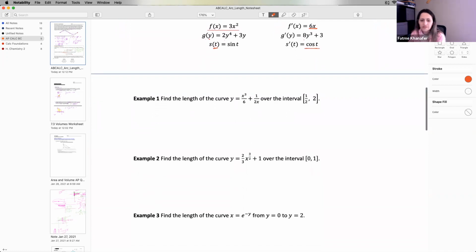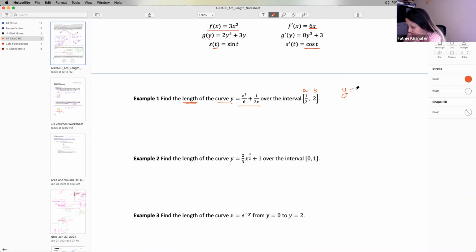So here are some examples, and they're not that hard. I'm not going to plug anything into the calculator. You guys can, but the majority of these are in the calculators. So find the length of the curve y equals x cubed over 6 plus 1 over 2x over the interval from a to b, 1/2 to 2.